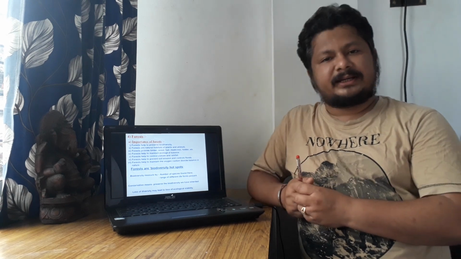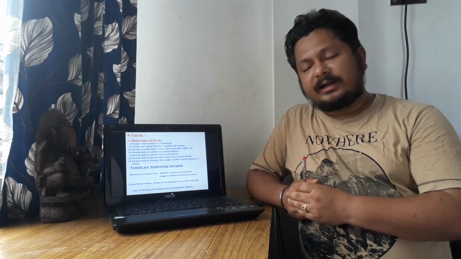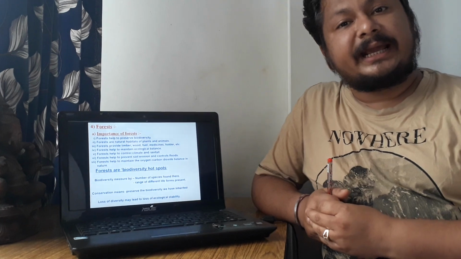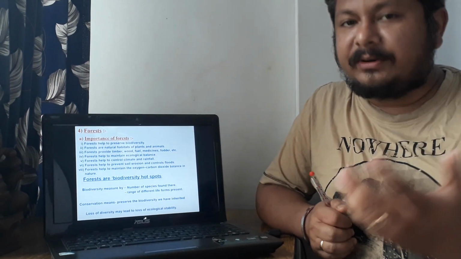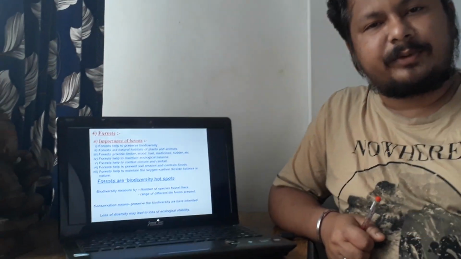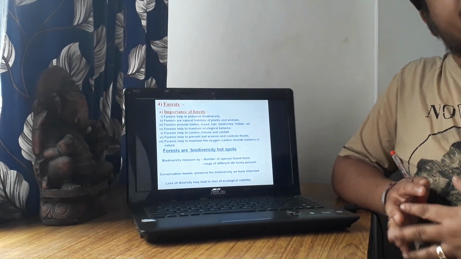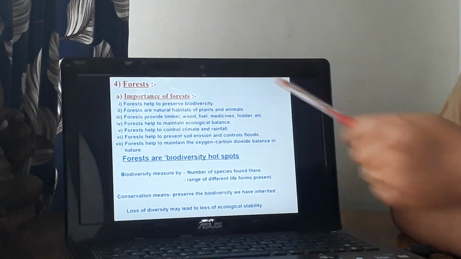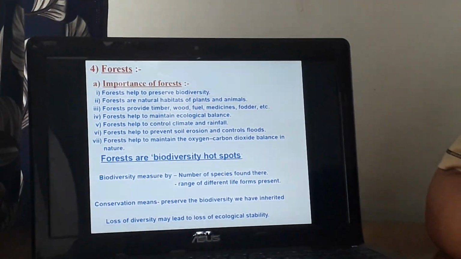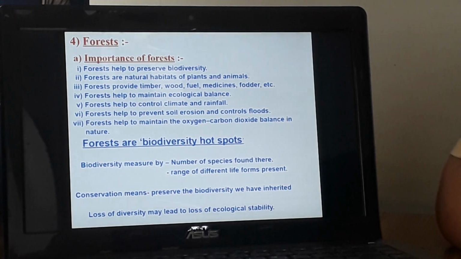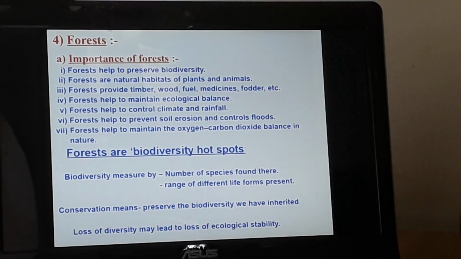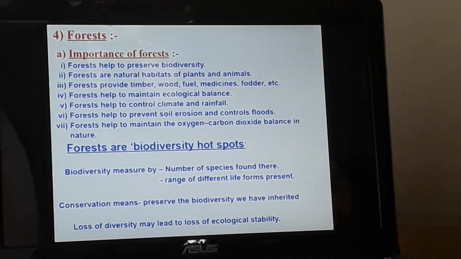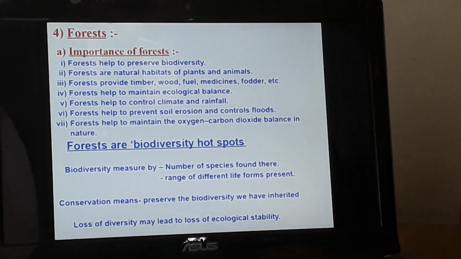The first point is, the forests help us to maintain biodiversity. As you know, when we talk about biodiversity, we are talking about plants, animals, and microorganisms. So if forests are there, then only we can preserve our biodiversity. As you know, forests are a home to plants, to animals, to microorganisms. So forests help us to maintain the biodiversity.